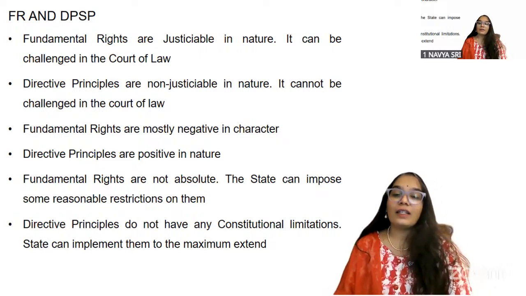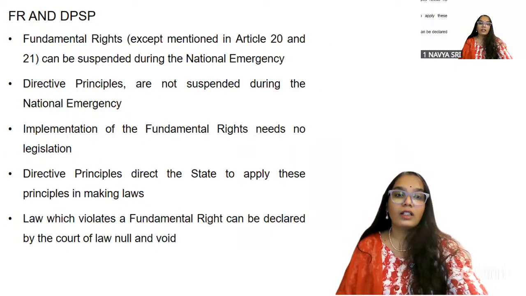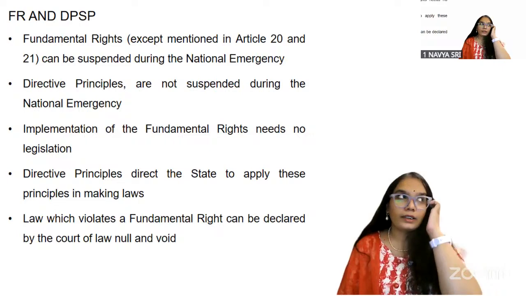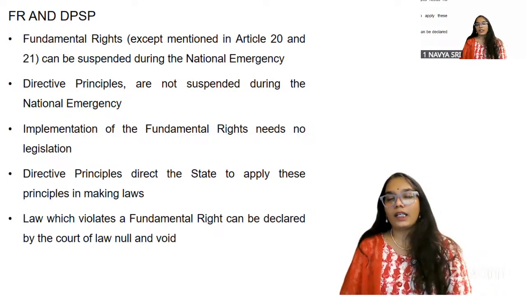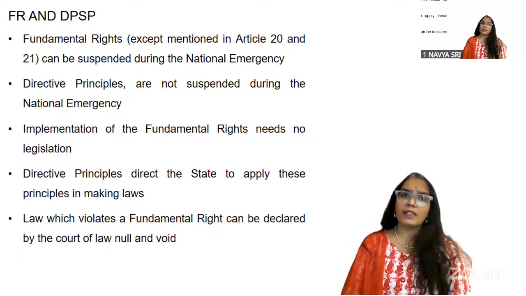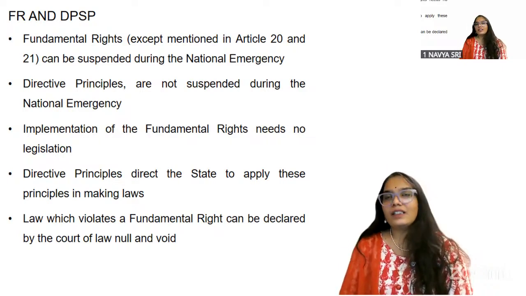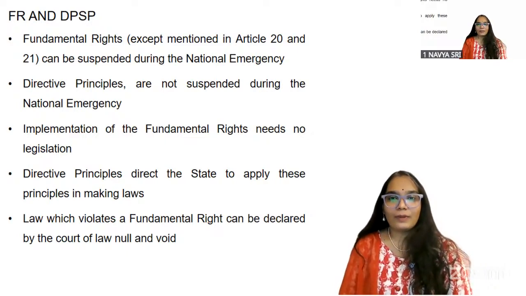So, the state can implement them to a maximum extent so that they will be able to understand if they are feasible or not. Then fundamental rights. During national emergency, the fundamental rights mentioned in Article 20, except Articles 20 and 21, everything can be restricted or suspended. But during national emergency, there is no such option as suspending the DPSPs, right?